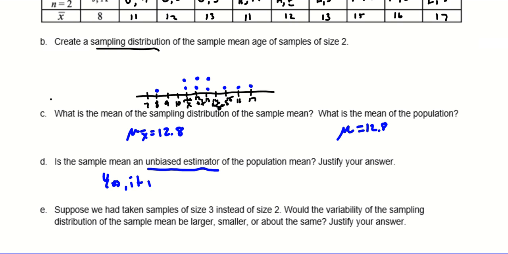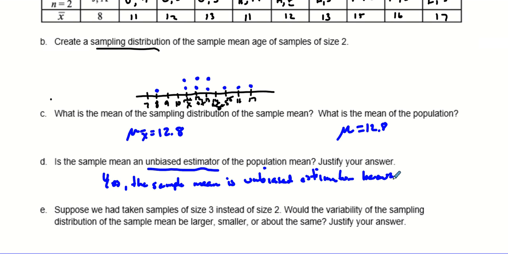The sample mean is an unbiased estimator, because this one right here equals the actual mean itself, which are both equal to 12.8. If they weren't equal, then it would be biased as there is a difference between the actual population and the sampling distribution itself. And that's what we know there.